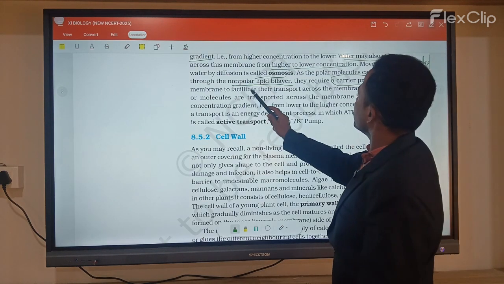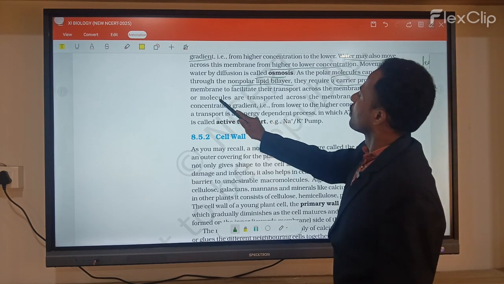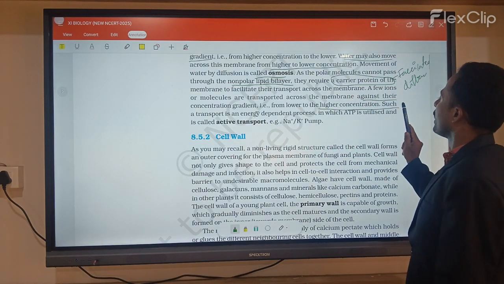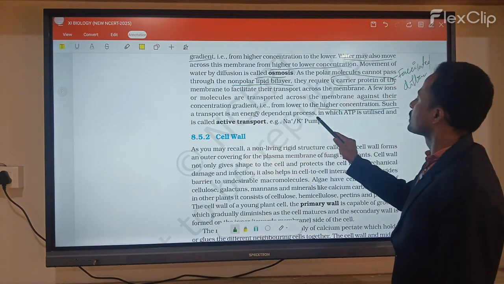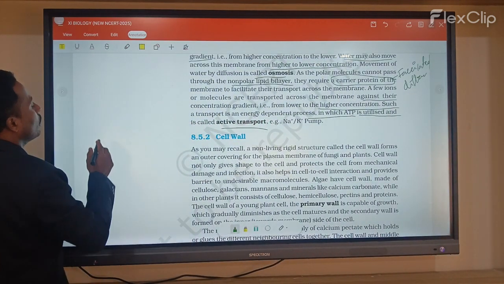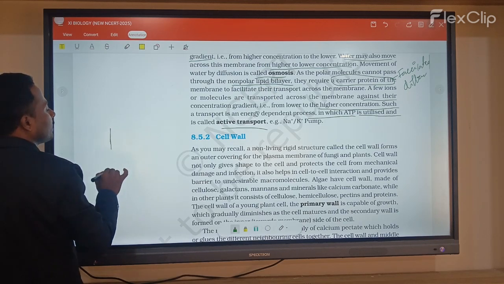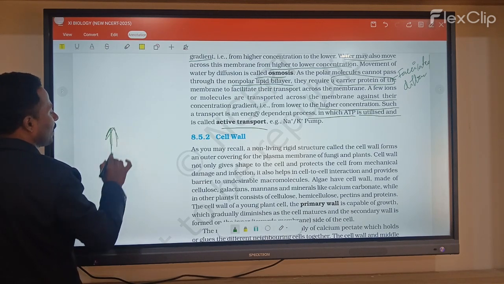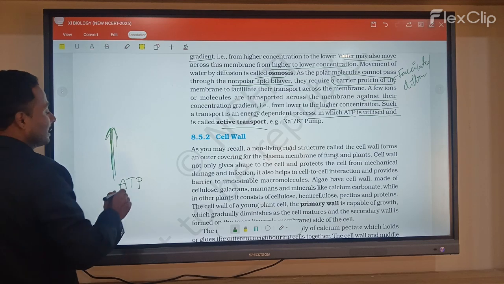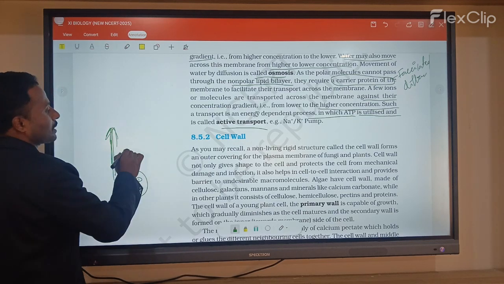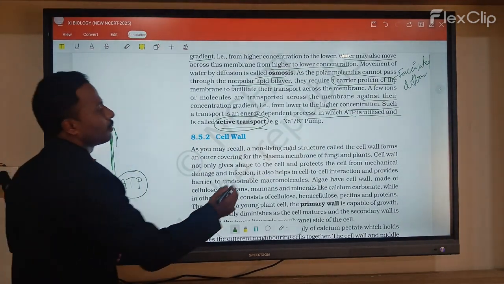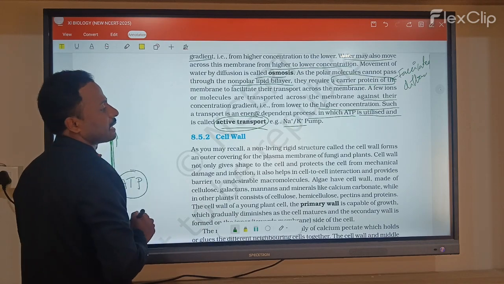Okay, next, if ions or molecules are transported across the membrane against their concentration gradient, from low concentration to high concentration, such transport requires energy, utilizing ATP, and this is called active transport. So here the molecules move from low concentration to high concentration, and they require some energy. This kind of transport is called what? Active transport. An example is the Na plus and K plus pump.